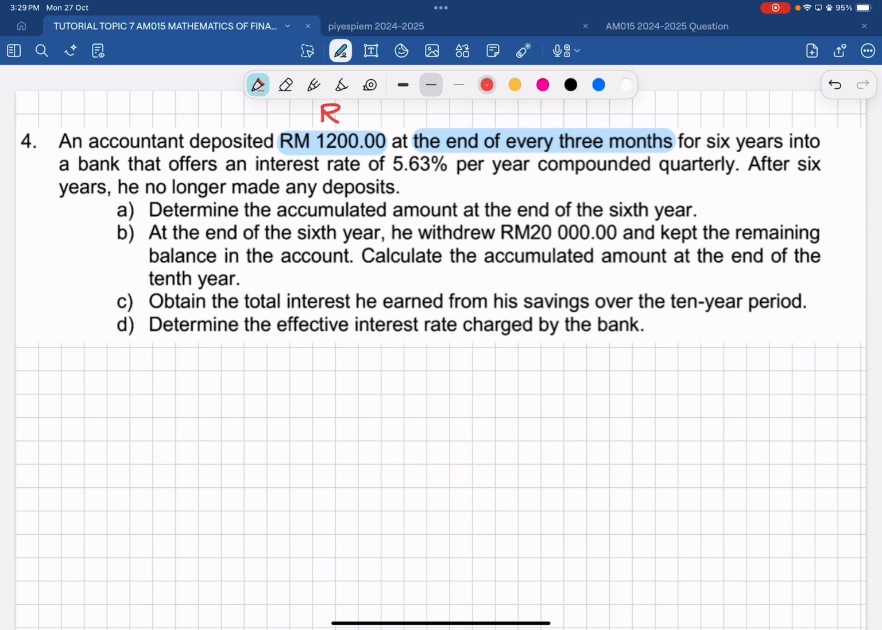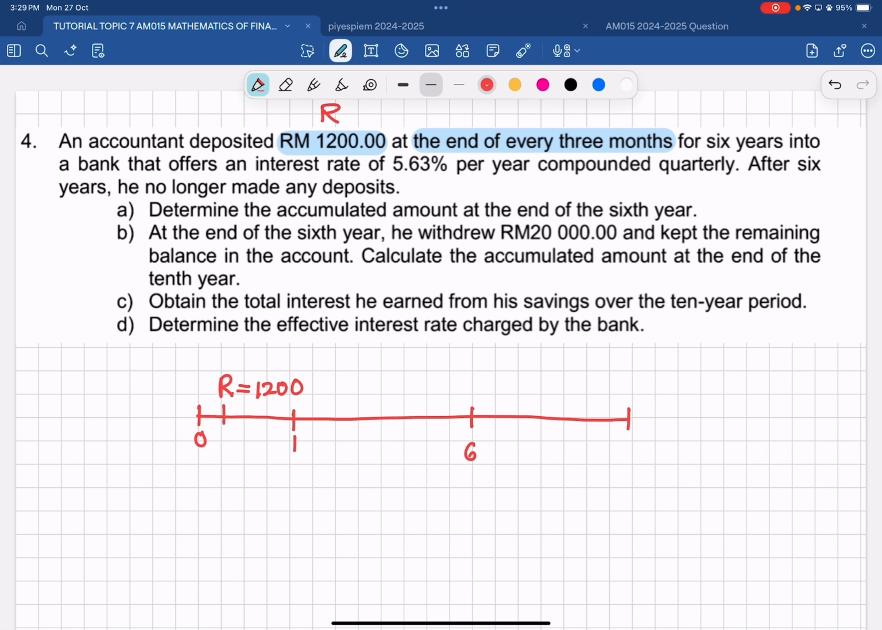Okay, so let's take a look at this question. Draw some number line. Buat number line sikit. Deposited 1,200 at the end of every 3 months. Maknanya dia buat apa tu? R. R dia 1,200. Selama berapa tahun? How many years? 6 years. T dia 6.